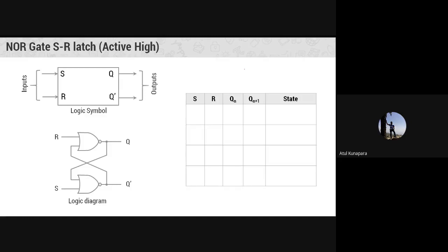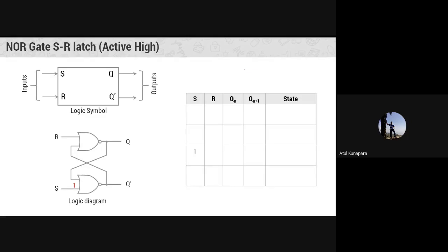So here, what is Qn? Qn means it is the present state, and Qn plus 1 is your next state. Okay. Suppose you are giving some input at R and S as 0, 0, for example, like this. Let us discuss as per the coming points here.